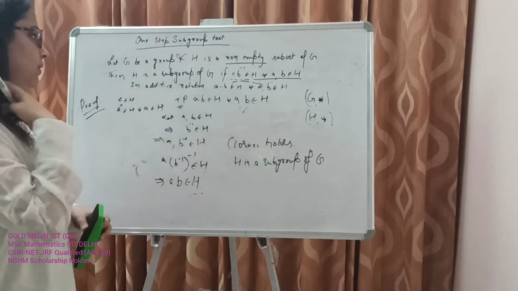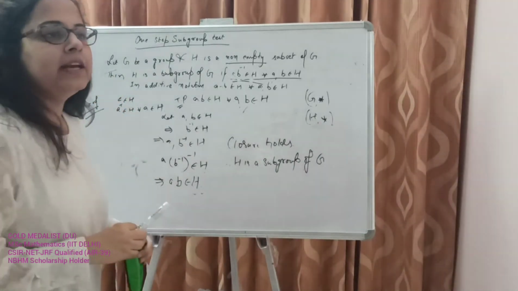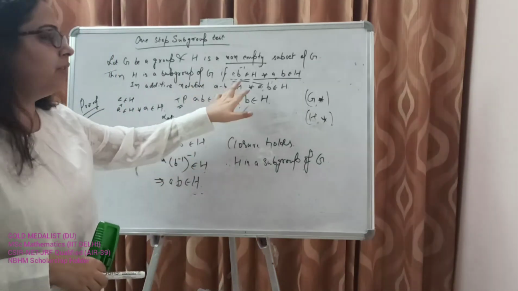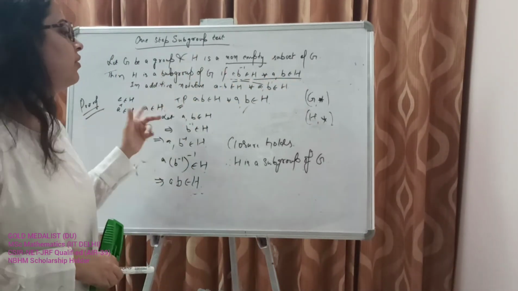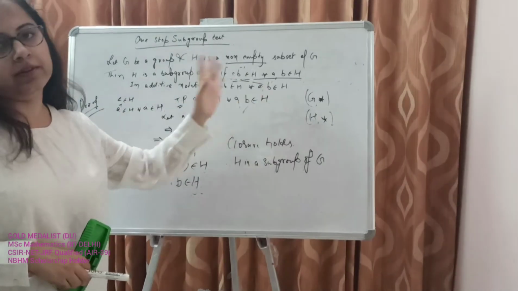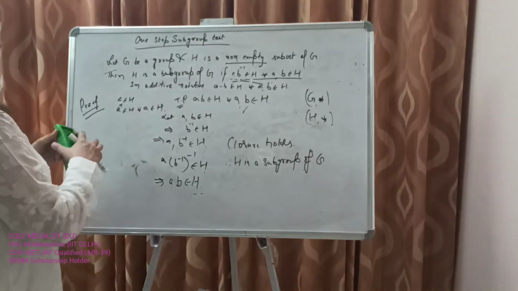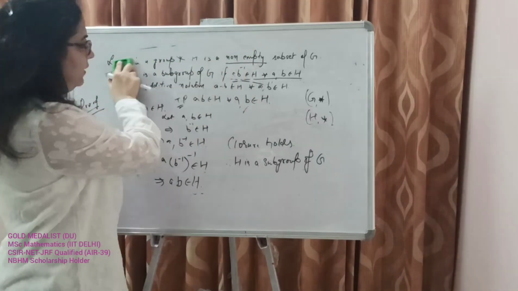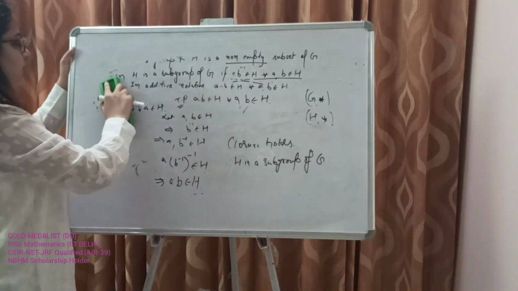Let's revise the definition. Let G be a group and H be any non-empty subset of G, then H is a subgroup of G if AB inverse belongs to H for every A, B in H. In additive notation, it is written like this. Next is the two-step subgroup test, which is the second test available to us.